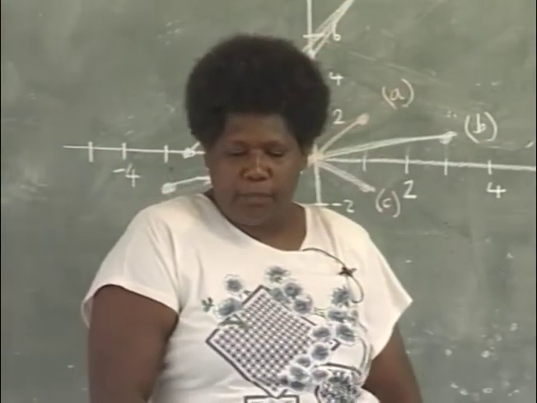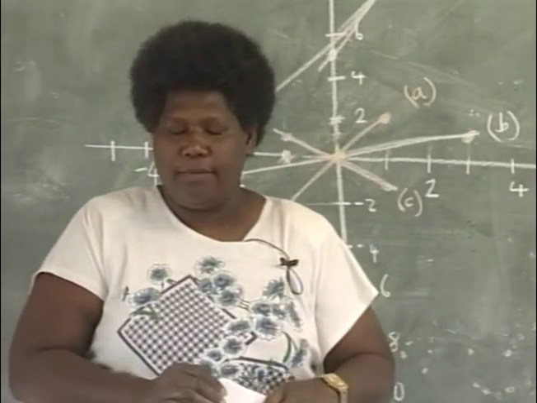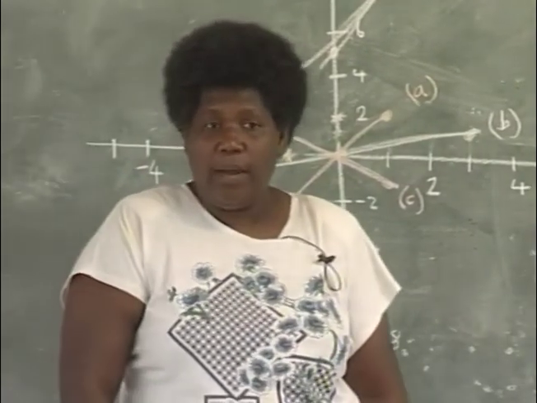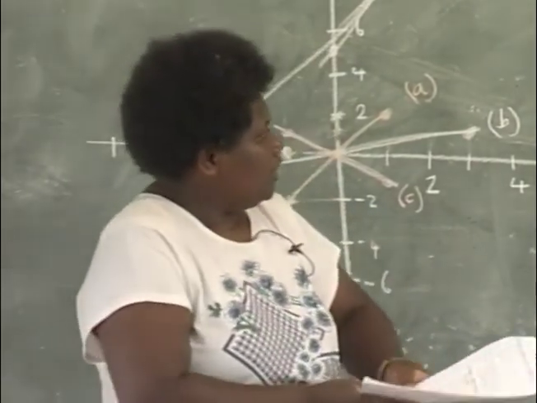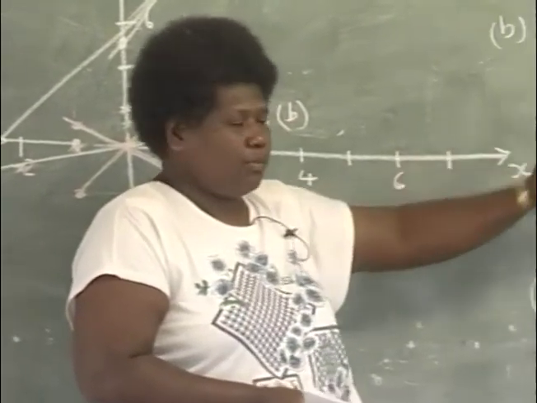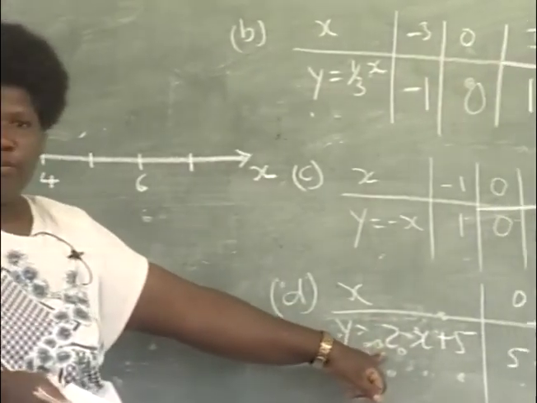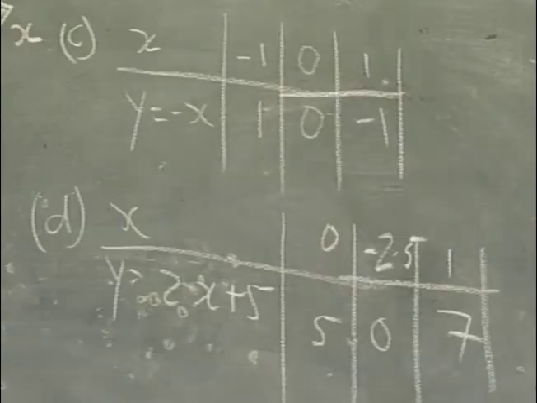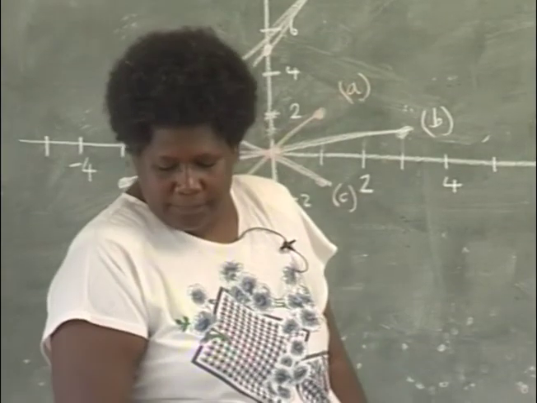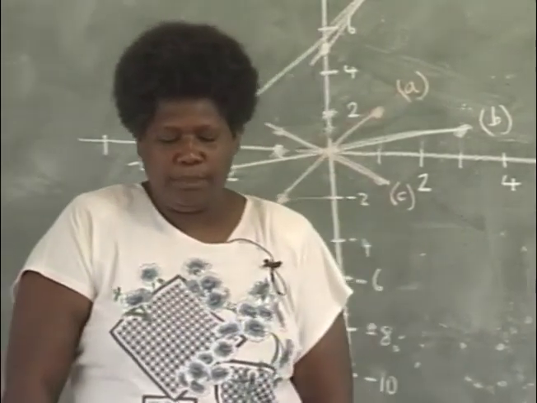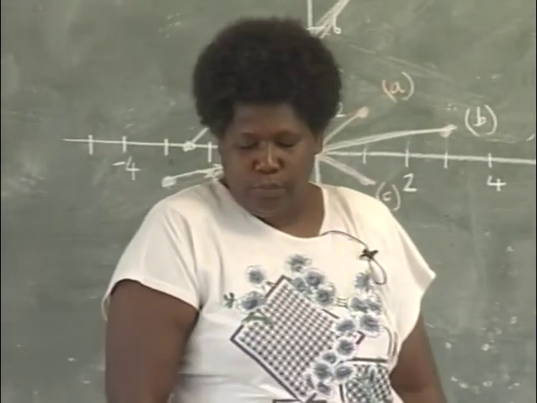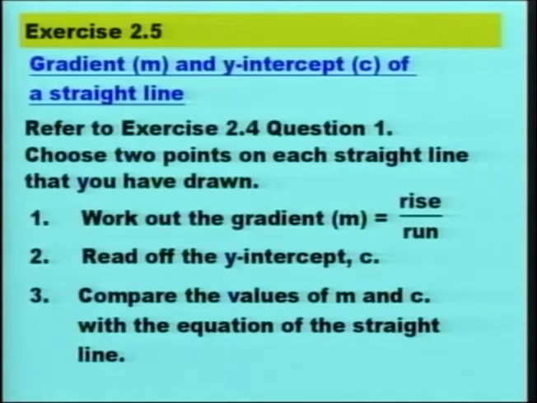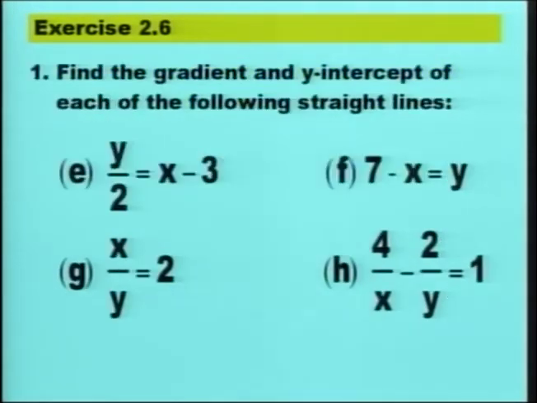Read off the y-intercept. Y-intercept is the point on the graph where the line cuts the y-axis. And then you have to compare the values that you find with the equations y equals 2x, y equals 1/3 x, y equals minus x, y equals 2x plus 5, and y equals minus 1/3 x minus 1. Okay, that's the first thing you are going to do. You only do exercise 2.5 for homework, and the rest we'll do in the next lesson.